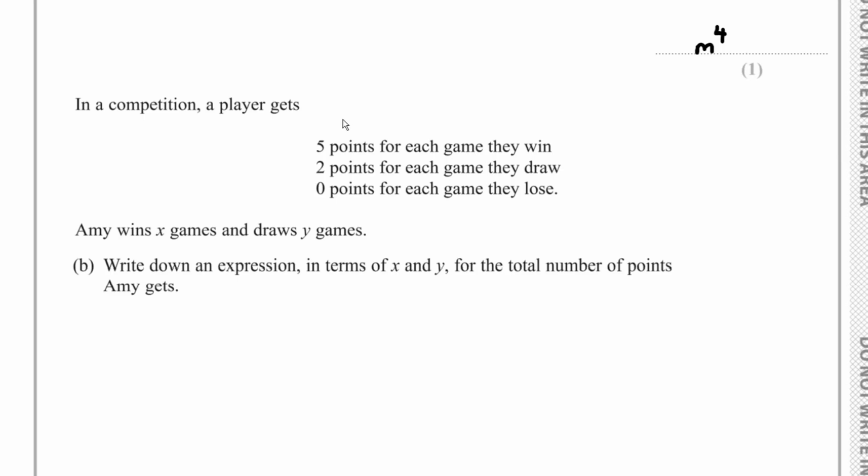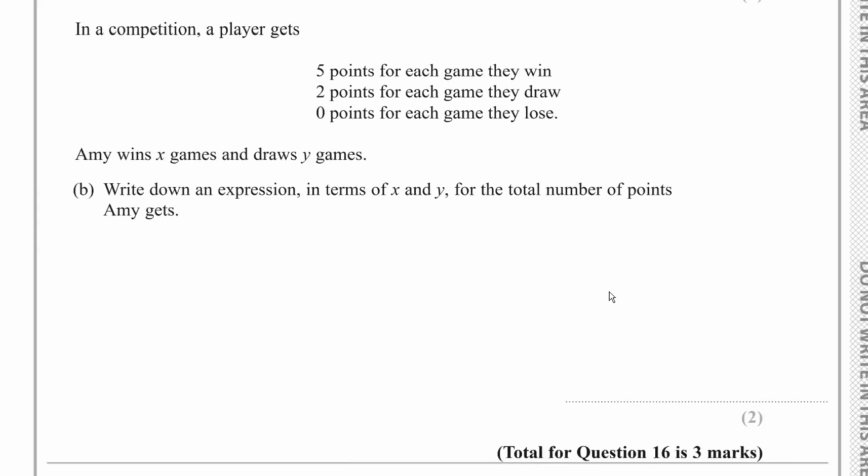In a competition, a player gets 5 points for each game they win, 2 points for each game they draw, and 0 points for each game they lose. Amy wins x games and draws y games. Part B, write down an expression in terms of x and y for the total number of points Amy gets. Well, 5 points for each game they win, so in total we would have 5x, plus 2 points for each game they draw. We draw y games, so we add on 2y. Here is an expression for the total number of points.